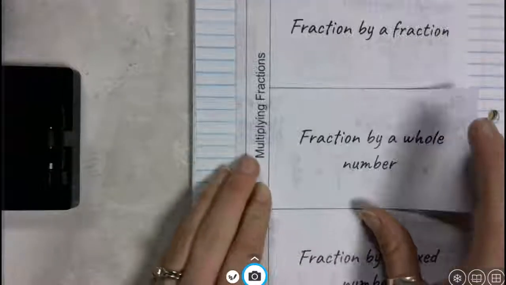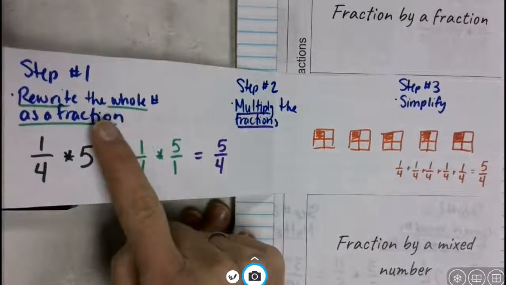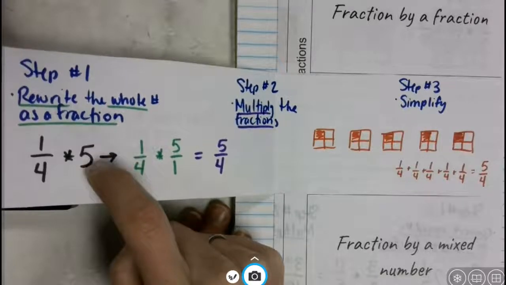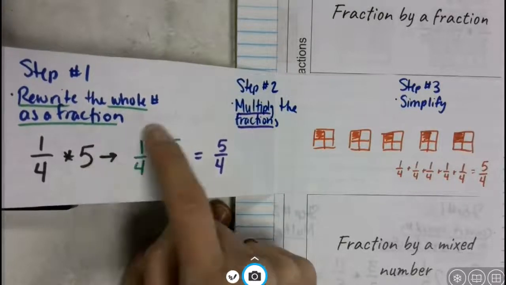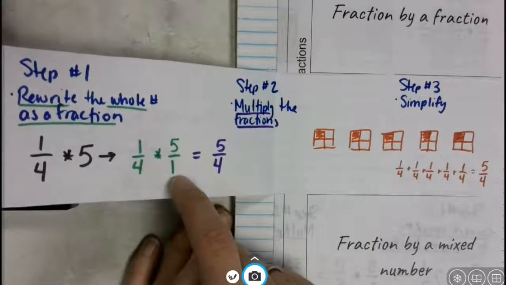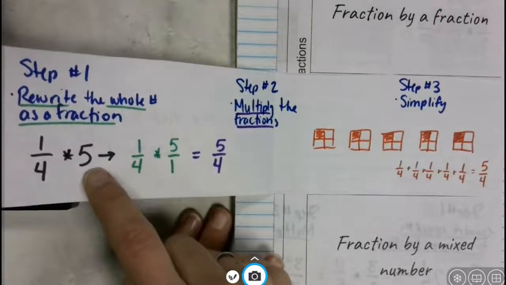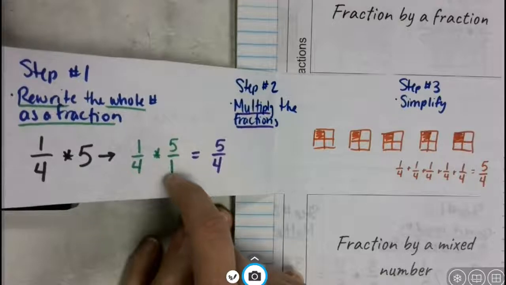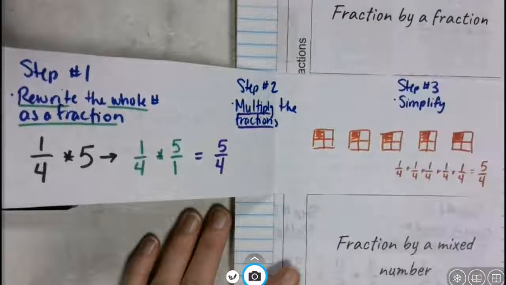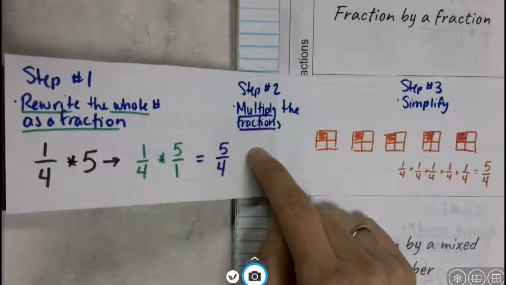What if I have a fraction times a whole number? My first step is to rewrite the whole number as a fraction. Since I'm not cutting it into pieces, I put that over 1, because each of those chunks is cut into 1 piece, and I have 5 of them. So any whole number is just that number over 1. That's step 1, rewriting it as a fraction. Then step 2, I go back up to multiplying fractions by fractions. I multiply the numerators, and then I multiply the denominators.